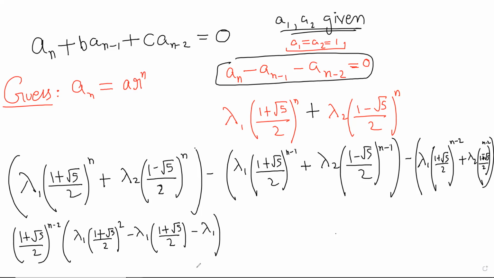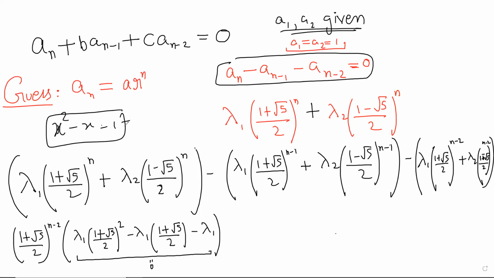But then you know that this is 0, because this 1 plus root 5 by 2 satisfies that quadratic, which means that it is 0. Am I correct? Yes, it is 0. And similarly, this one is also 0. And minus 2, similarly, we know that this one is also 0.